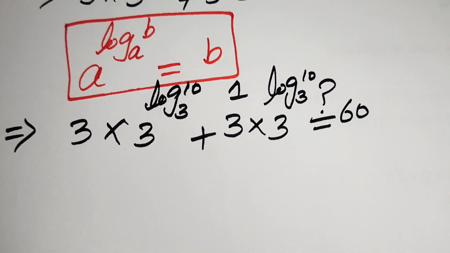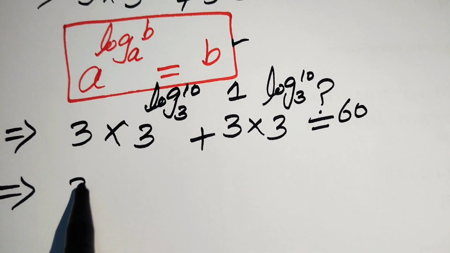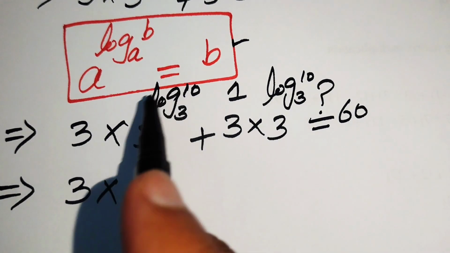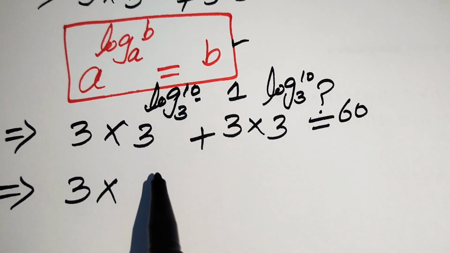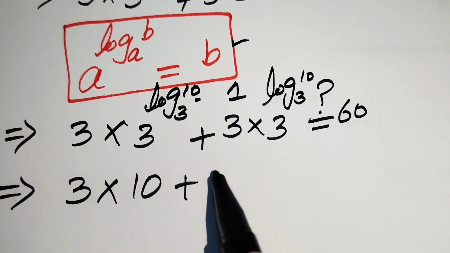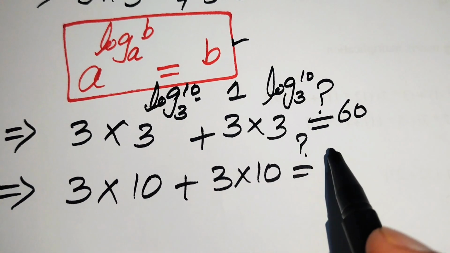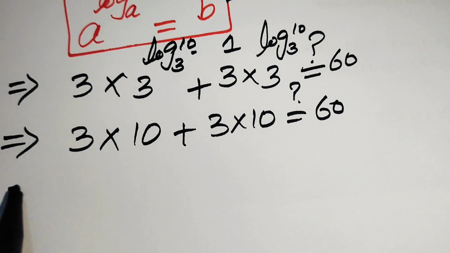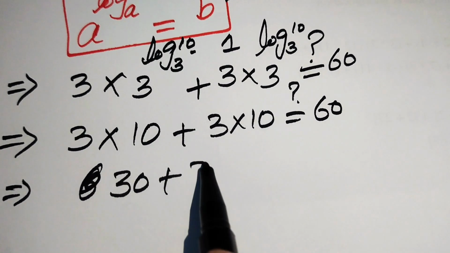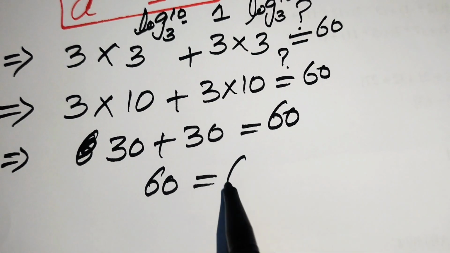Now it is time to use this important fact on the left hand side. According to this fact, we write this term as 3 times the output of this function, which equals 10, so we obtain 10, plus similarly the output of this term is 10. Is this equal to 60? Here you know that 3 times 10 becomes 30, plus 3 times 10 becomes 30, equals 60. So 30 plus 30 is 60, which equals 60.